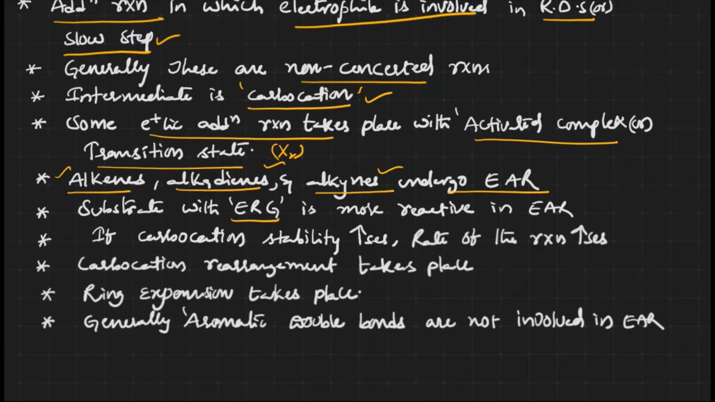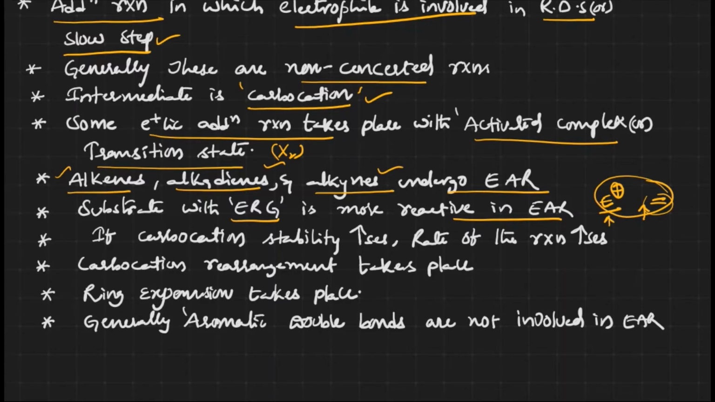Substrate with electron releasing group is more reactive in electrophilic addition reaction. Why is that? If you take the electrophile, the incoming electrophile is electron deficient, right? It is going to attack an alkene. If the alkene has more electron density, the addition readily takes place. Since the electrophile is electron deficient and the substrate is electron rich, addition readily takes place when the substrate has electron releasing groups.